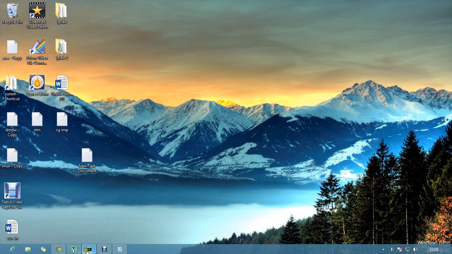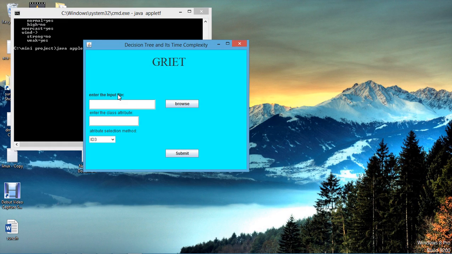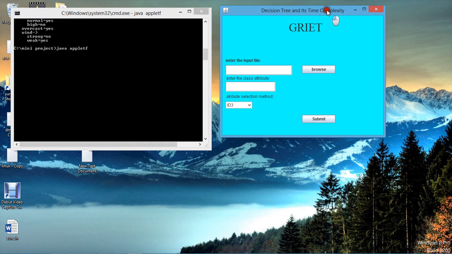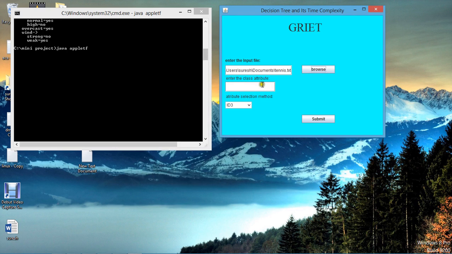So my mini project output looks something like this. This is the front end which we designed in applet code. First let me browse a database, which is tennis. I'm done with it. And the class attribute, as you have already seen in the database, is play. And we are dealing with the ID3 algorithm.